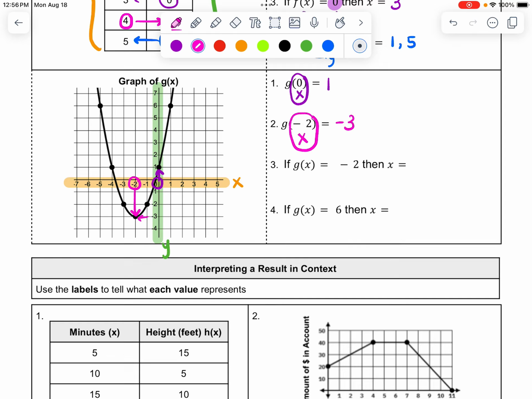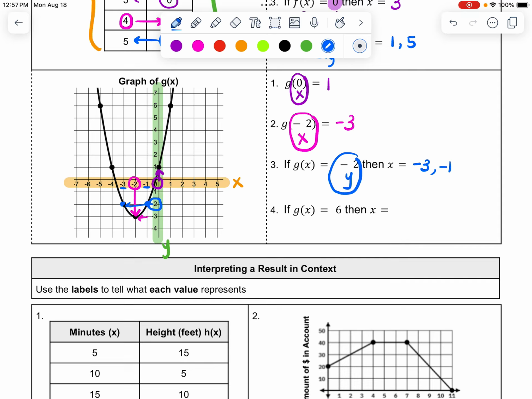It gets a little trickier sometimes when we're looking for the opposite. So in this next example for problem 3, the y is -2. That means I'm going to find the -2 on the y-axis, and I'm going to look to the left and look to the right. It looks like there are 2 points that line up with that level of the graph. The first one, the x-coordinate is -3, and the second one, the x-coordinate is -1.